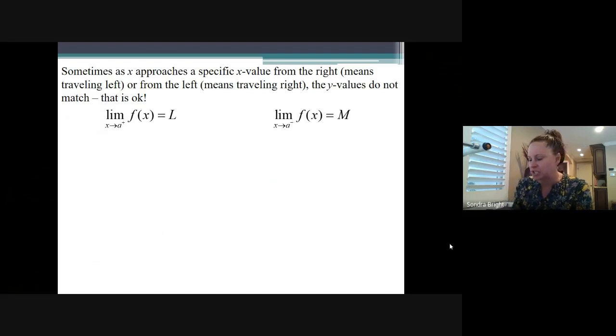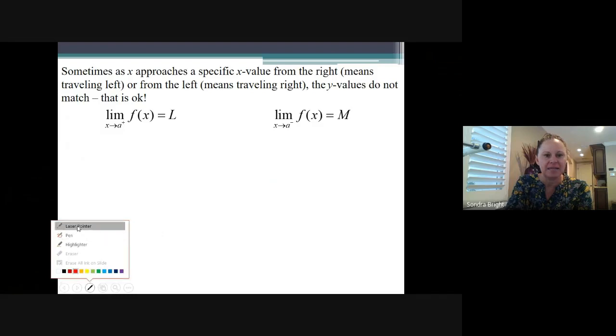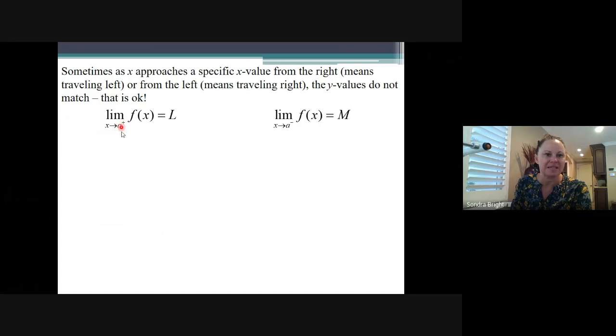Here's the notation for it. It's as x approaches a, and then this plus sign. The plus sign after the a means that it's from the right. You could have x approaches 2 and then a plus sign after it, like up top there. That means from the right. So the limit of f of x as x approaches a from the right is equal to some limit. We're going to call it L.